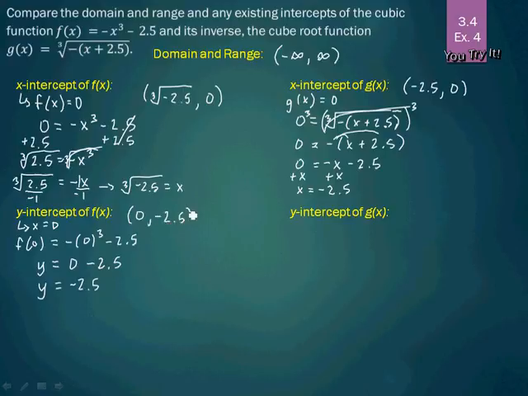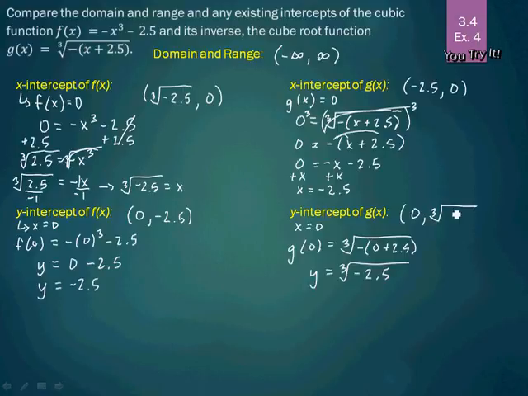All right, and lastly, the y-intercept of g(x). Again, x will equal 0. So we can plug in g(0). Then we have 0 plus 2.5, and then the cube root. So 0 plus 2.5 is just 2.5, so we have the cube root of 2.5. And that is our y value. So let's put in (0, ∛2.5).